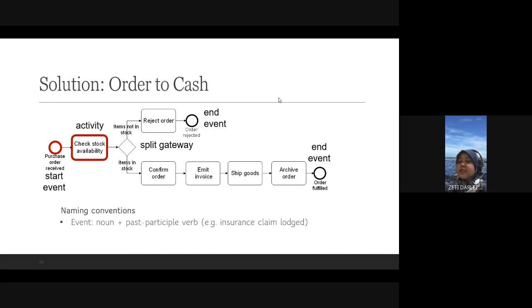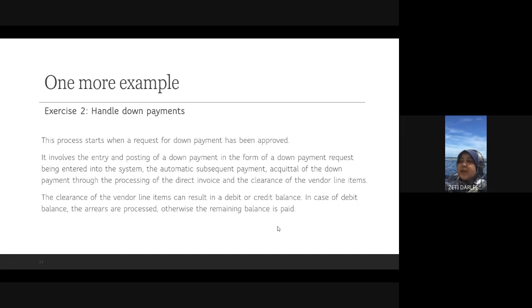Tapi tak apa, this is example of order to cash. So naming convention is important for you to put event for event, noun and past participle verbs. For example, this is event, the start event and the end event. Insurance claim lodged. For activity, it's an imperative verb and noun. Yeah. For example, assess credit risk. That is naming convention. One more example here, handle down payments. For the process name, handle down payments. So this process starts when a request for down payment has been approved. Okay, it involves the entry.